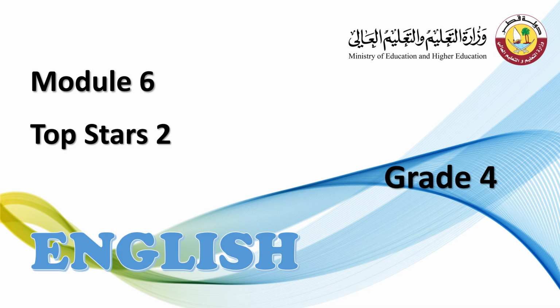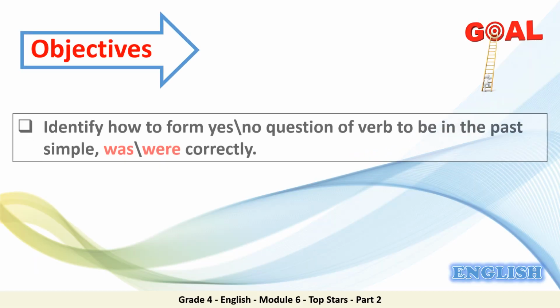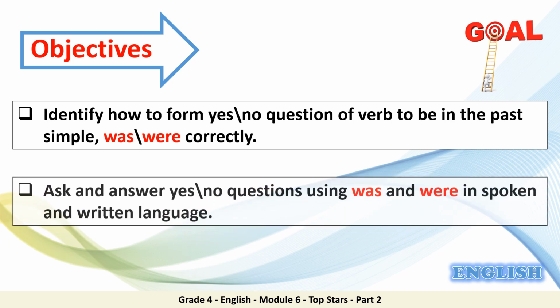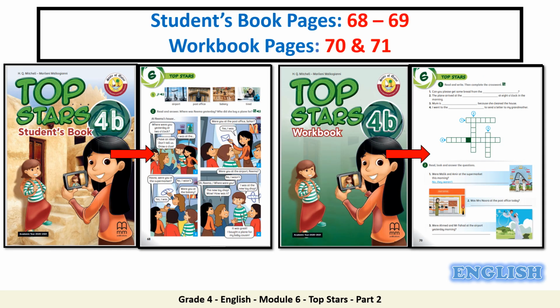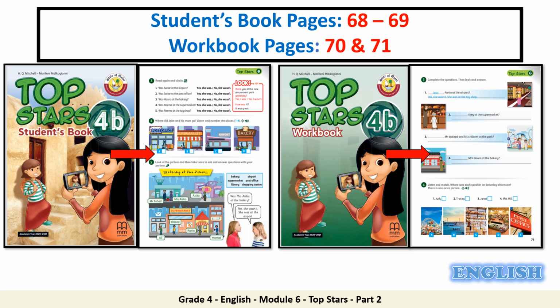Our lesson for today is Module 6 Top Stars 2. Let's start. By the end of this lesson, you should be able to identify how to form yes/no questions of verb to be in the past simple, was and were correctly. Ask and answer yes/no questions using was and were in spoken and written language. You will find this lesson in your student's book pages number 68 and 69 and workbook pages number 70 and 71.